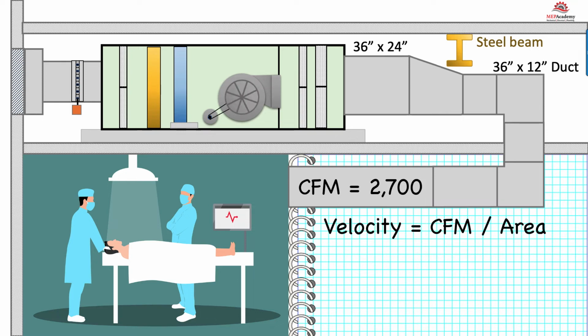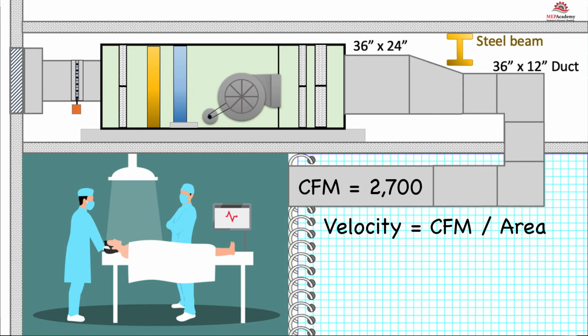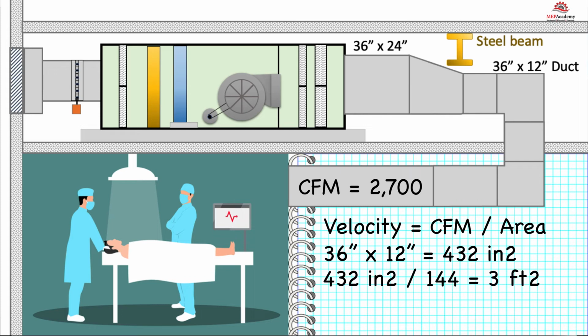Velocity equals CFM, cubic feet, divided by area, square feet. Taking the known values of 2,700 CFM and the new duct area of 36 inches by 12 inches, we can find the new velocity. First, the duct area needs to be converted to square feet. 36 inches by 12 inches equals 432 square inches. 432 square inches divided by 144 square inches per square foot equals 3 square feet.